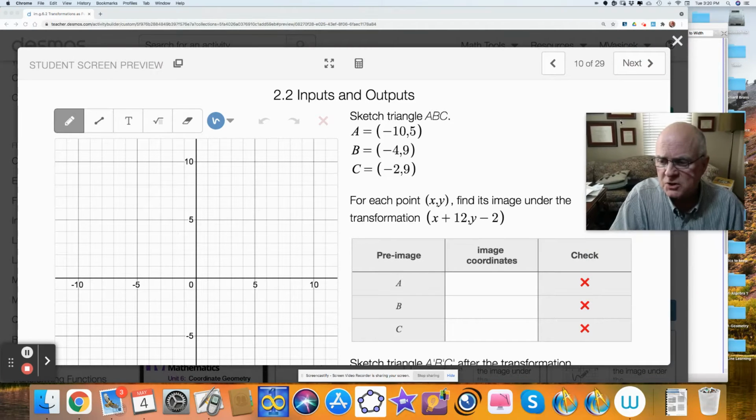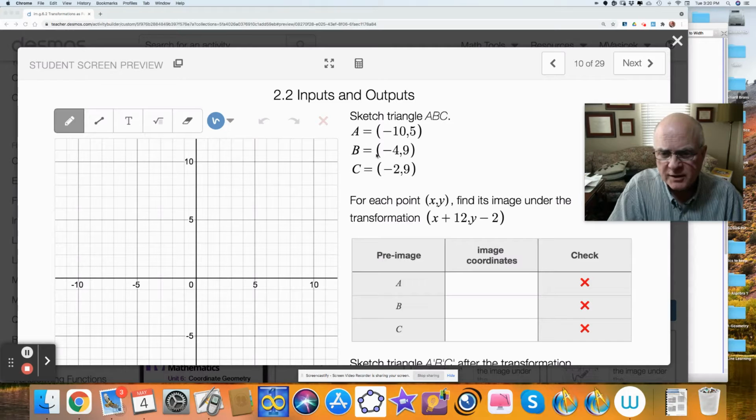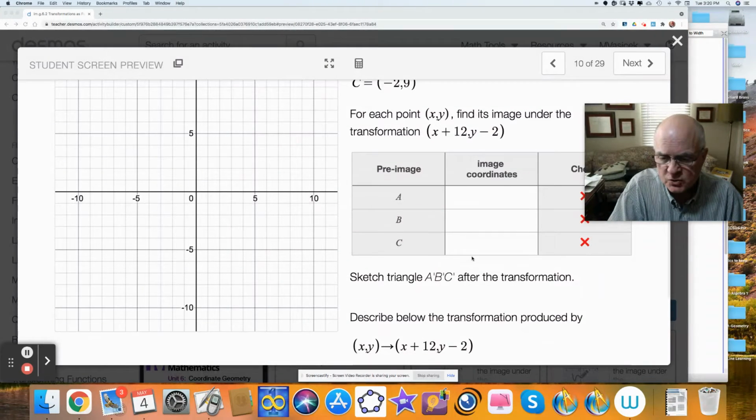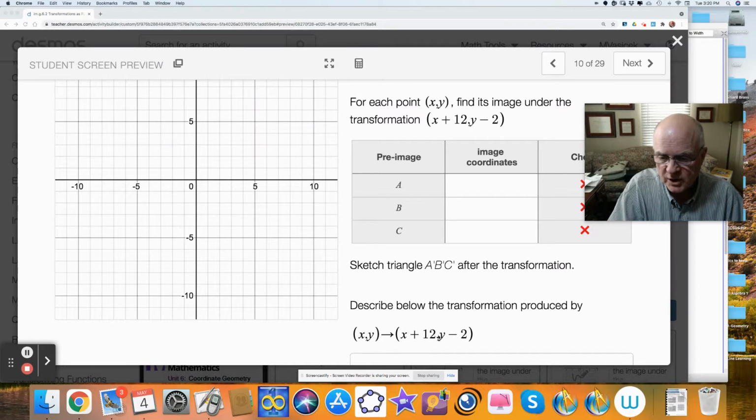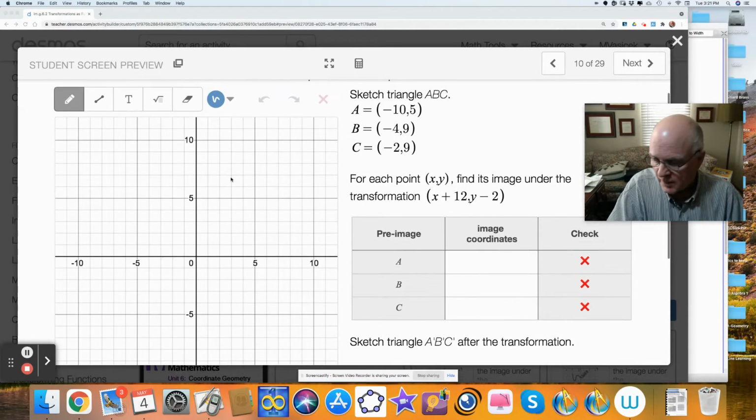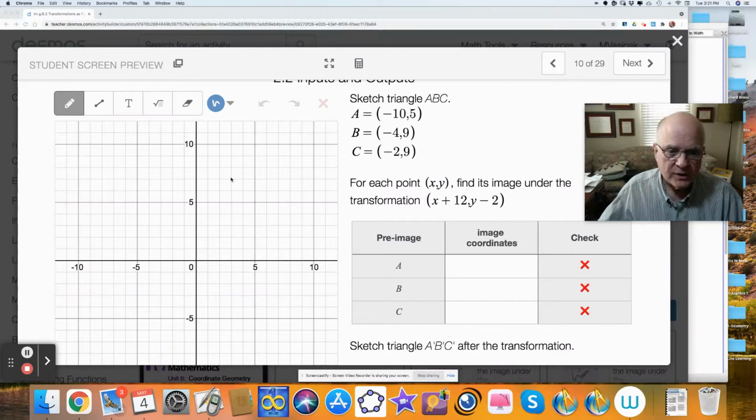Now in this next section, we're supposed to plot these points, then apply this transformation, which is written in transformation notation down here, and find those new coordinates. When you find the new coordinates, if they're correct, you'll get a check mark here. So I'm just going to do this. I have negative 10, 5, which is here.